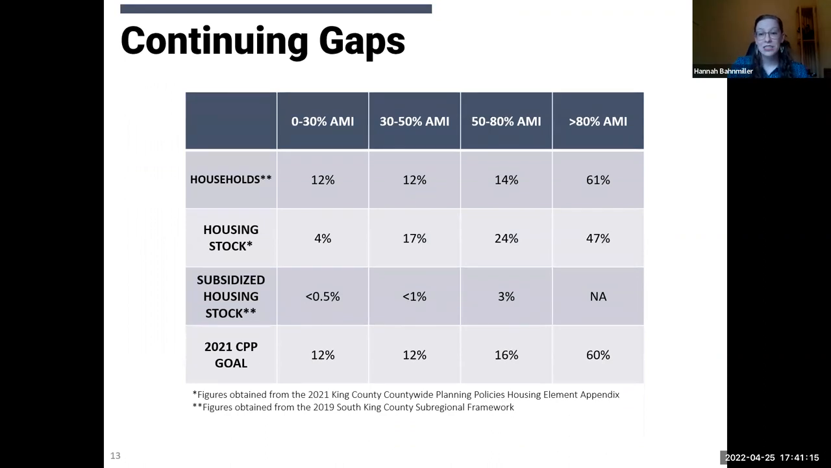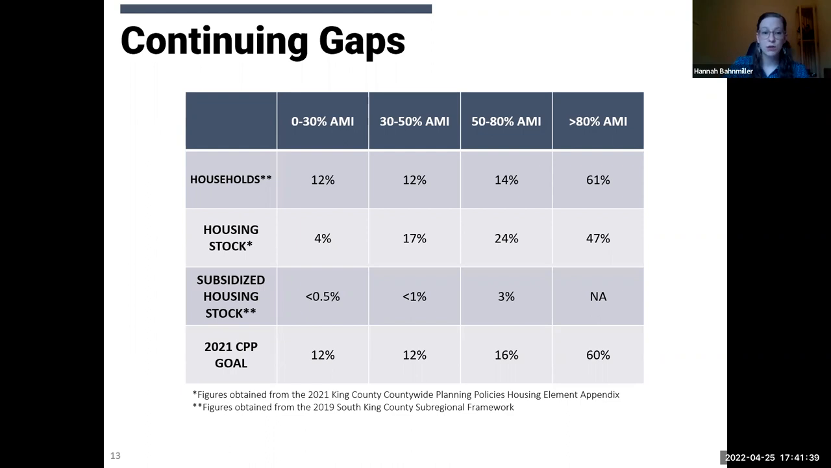So together, this data gives us a high-level picture of our housing demand, supply, our affordable supply, and our adopted goals, which you see in the bottom column. I apologize, I believe that's mislabeled. That is our adopted 2012 comprehensive plan goals.